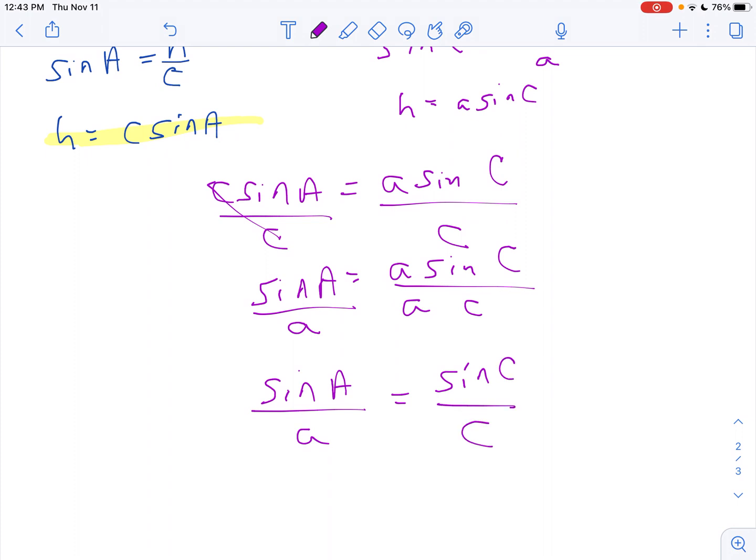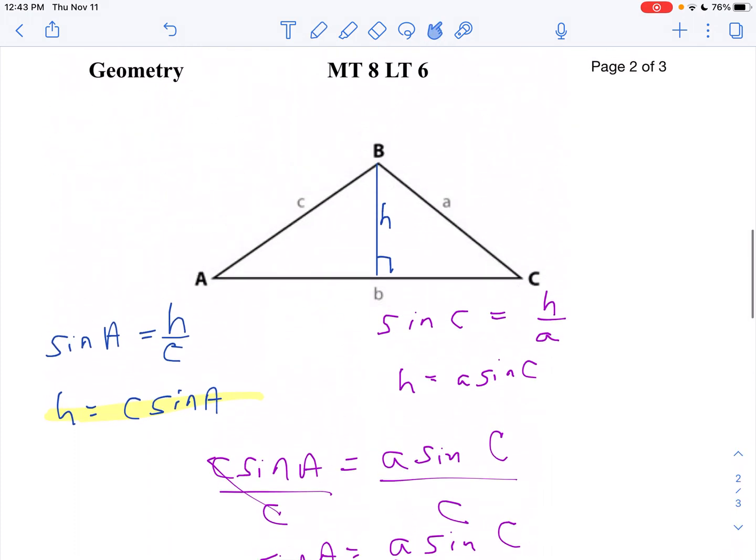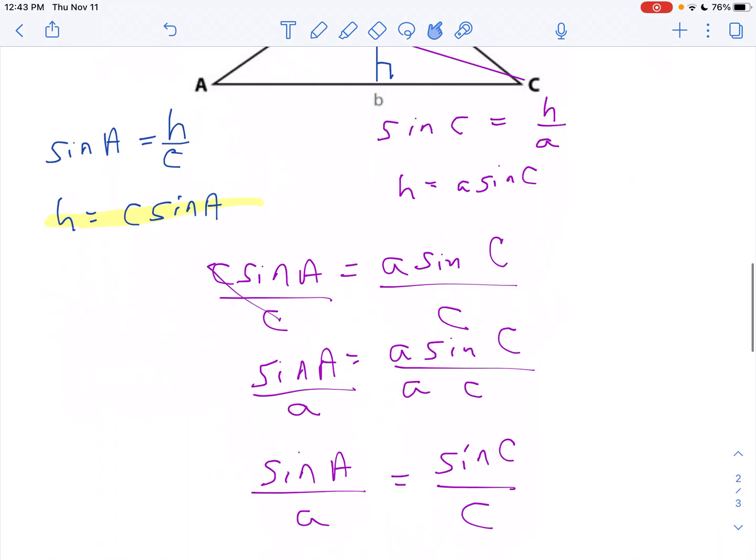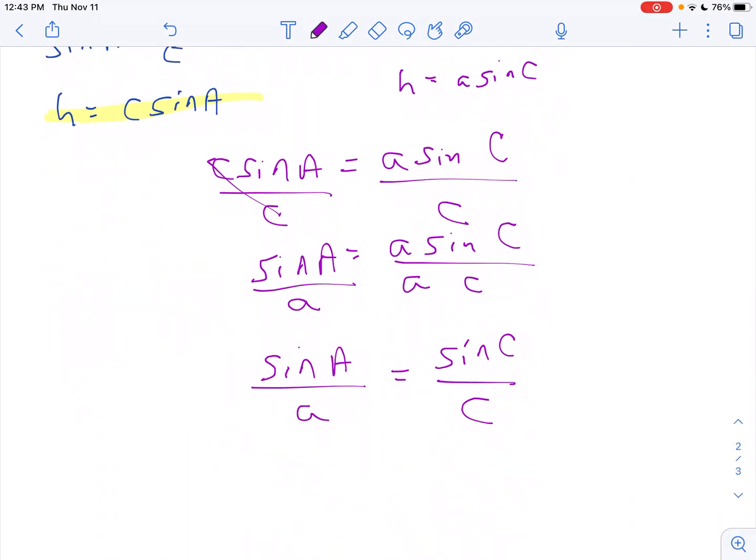over c. And once again, if I would draw in my altitude from side C, I would get the same thing. When I did that, I'd say the sine of angle B would be h over a, for example. So in other words, using that pattern, we could say the sine of angle B over side b. This is called the law of sines. We can use the law of sines when it's not a right triangle.